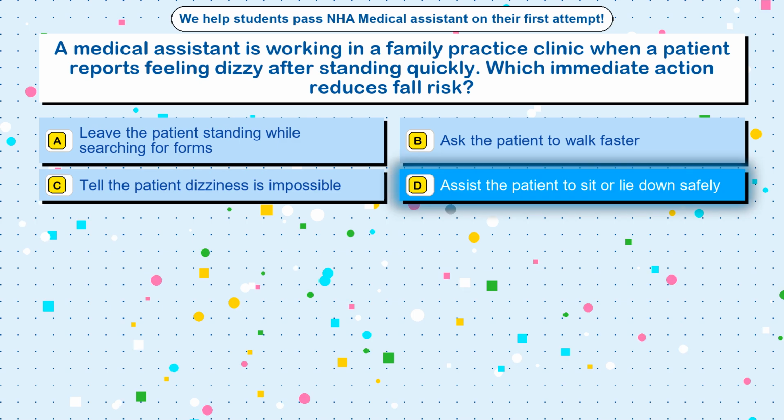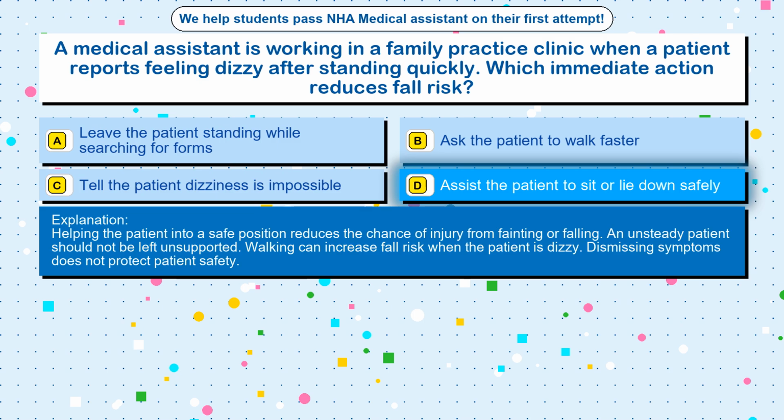The correct answer is option D, assist the patient to sit or lie down safely. Helping the patient into a safe position reduces the chance of injury from fainting or falling. An unsteady patient should not be left unsupported. Walking can increase fall risk when the patient is dizzy. Dismissing symptoms does not protect patient safety.